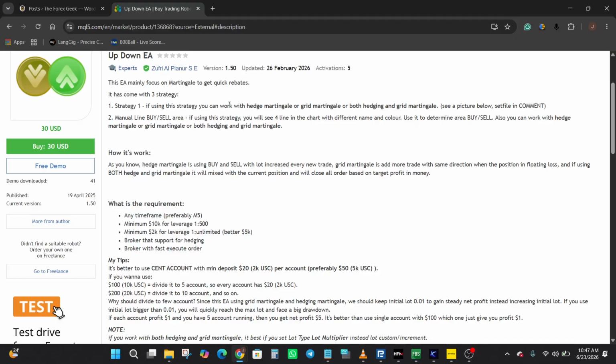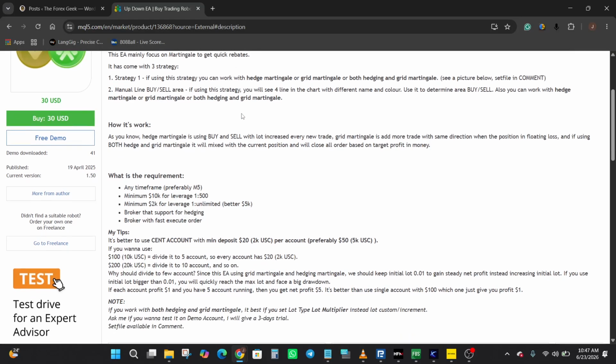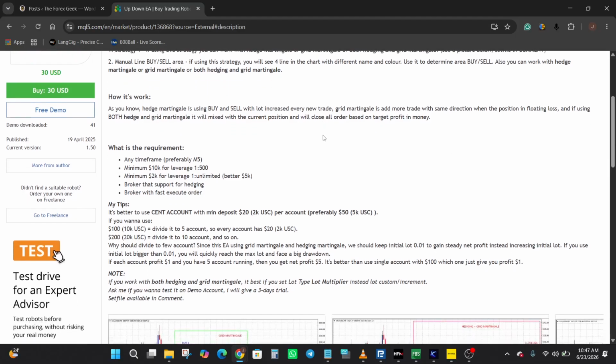Moving into how the system is described to work, the developer explains that Hedge Martingale opens both buy and sell positions with increasing lot sizes, while Grid Martingale adds additional positions in the same direction when trades move into floating loss. When both methods are combined, the EA manages multiple positions together and closes all orders once a predefined profit target is reached. Now, before moving forward, I want to highlight that this is an MT4 Expert Advisor, and all of the configuration and testing you see here is specific to MT4.